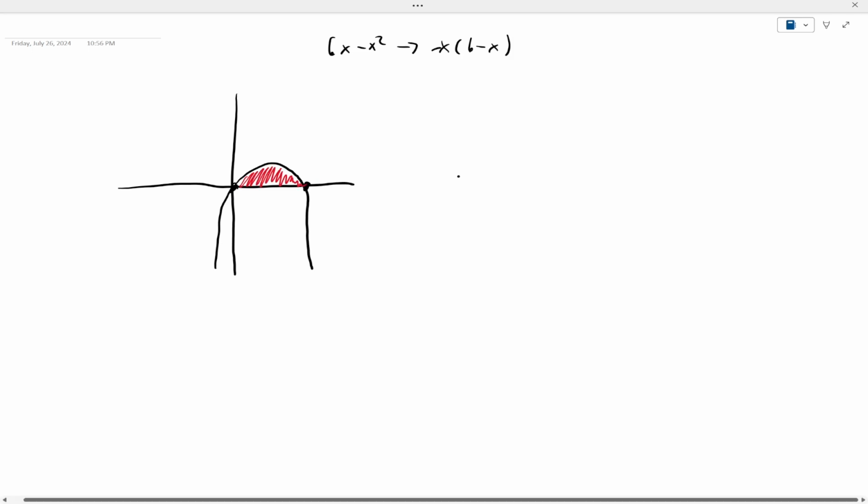And we're rotating it about the line y equals negative 1. So we can say that's about here or something. Or sorry, x equals negative 1. I keep saying y.